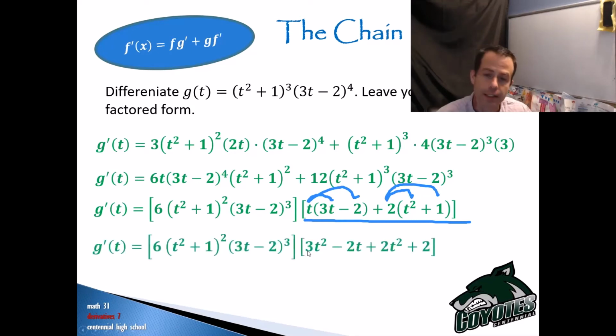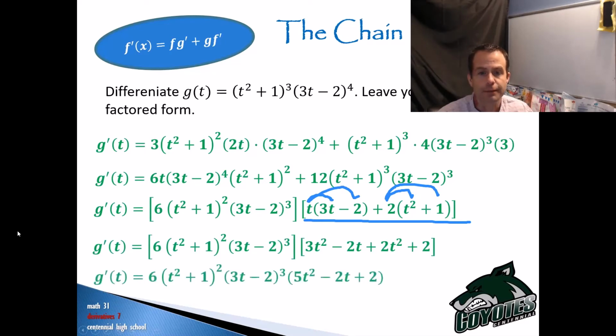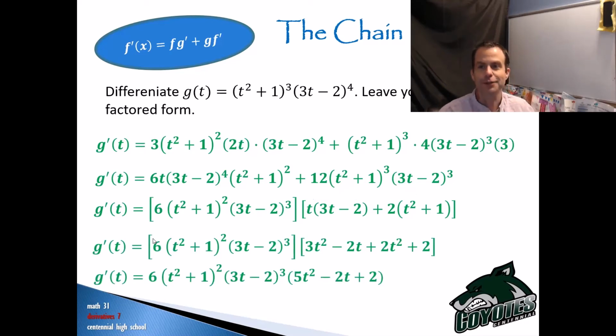Okay, and so that leaves me with 3t squared minus 2t plus 2t squared plus 2, combine like terms. And so my final answer would be, again, I just dropped those square brackets from the front guy. So 6 times (t squared plus 1) squared times (3t minus 2) cubed. And then combining like terms there, I got (5t squared minus 2t plus 2). Okay, so this would be my final answer. That would be the derivative. Isn't that fun? Oh, so fun.